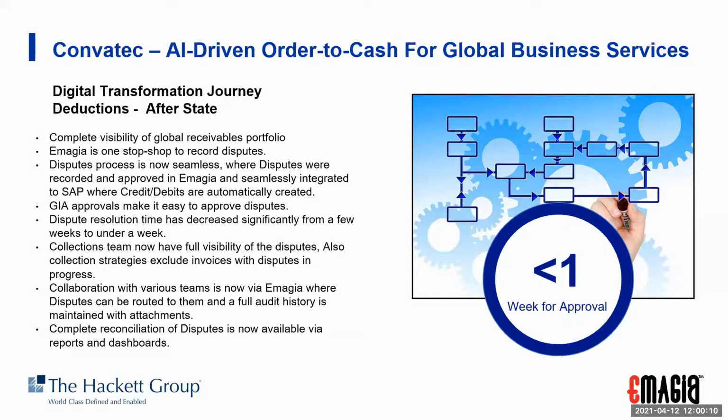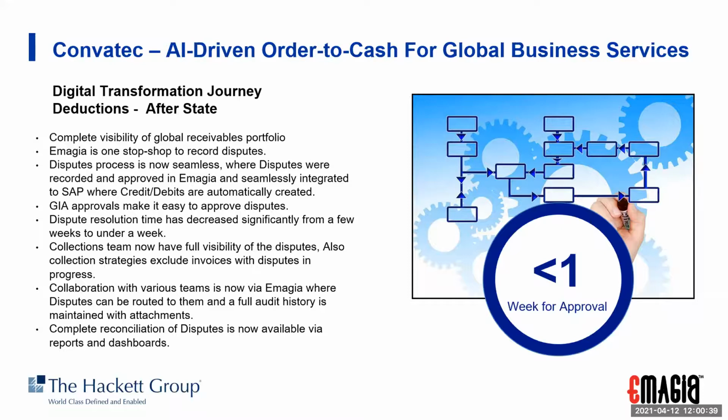After implementing Imagia, we have visibility of receivables. Imagia is a one-stop shop record for disputes. All the disputes are recorded in Imagia. In Imagia, it's now seamlessly possible to interact with all the teams. They can put in their comments. All the comments are dated and ready for auditing. And you can see a complete audit history of approvals and comments and attachments.